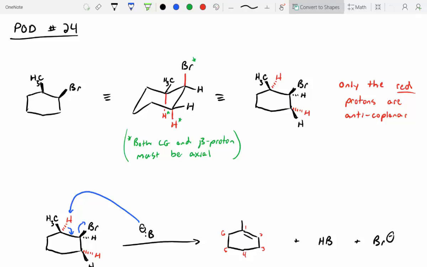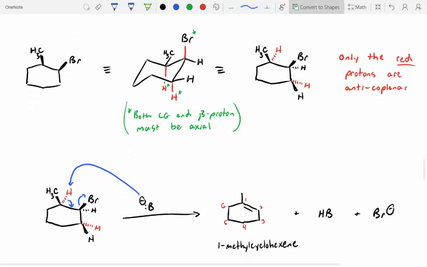So if we transpose that two-dimensional structure into a chair structure, you can see those beta protons drawn in red are axial and the leaving group's axial, right? This proton over here, even though it's beta, isn't in the correct conformation to be used in that E2 elimination reaction. So if I redraw it, you can see those red protons are dashes and our bromine's going to be a wedge. We only have two beta protons that can be used for this E2 elimination reaction.